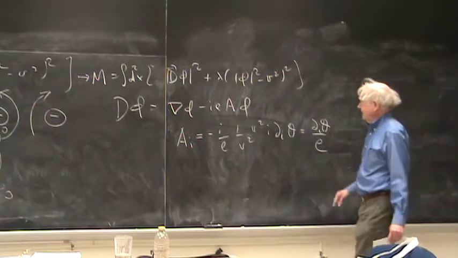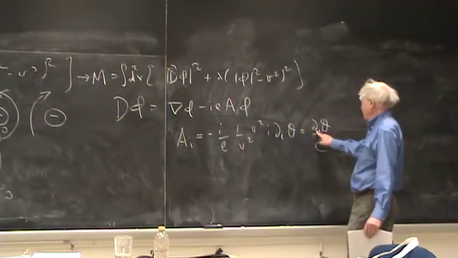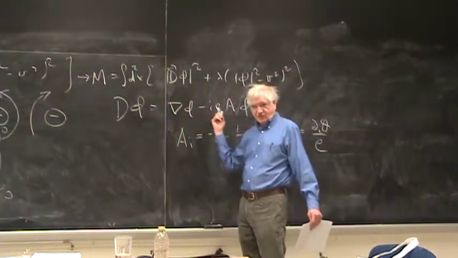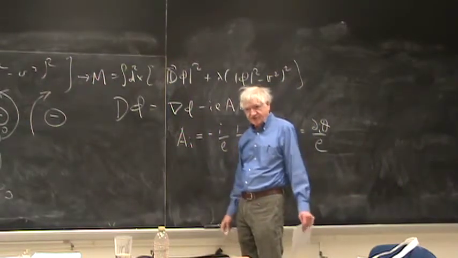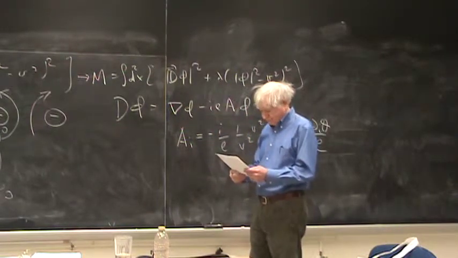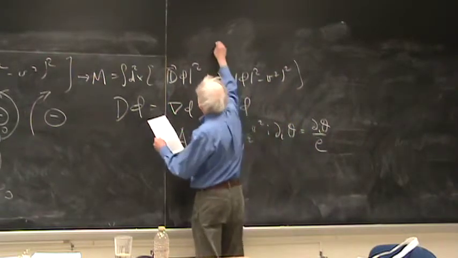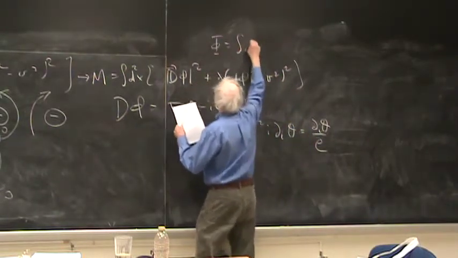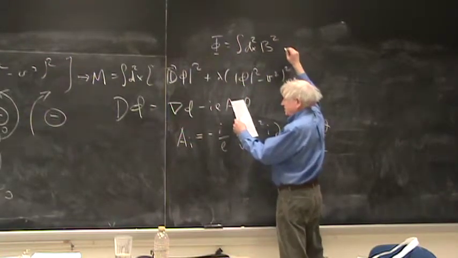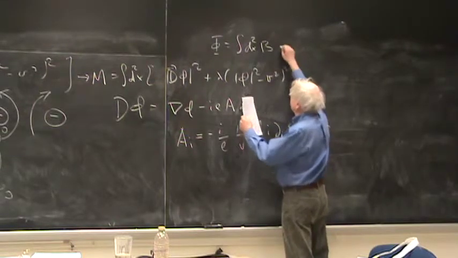If A is like that, then the derivative here pulls down a dθ, the e's cancel, and so this covariant derivative is okay, and then the kinetic term disappears. And the flux, on the other hand, which is an integral d²x B, it's actually, I don't know why I have a 2 there.